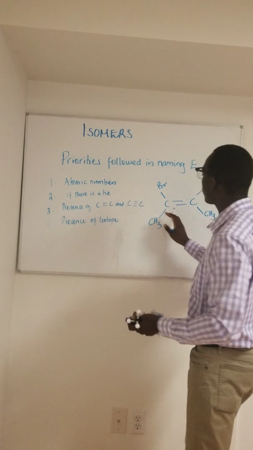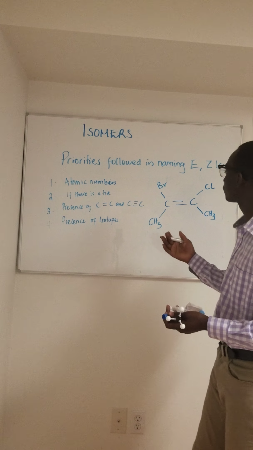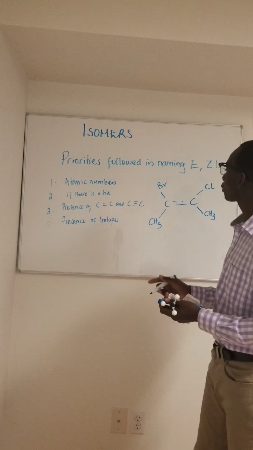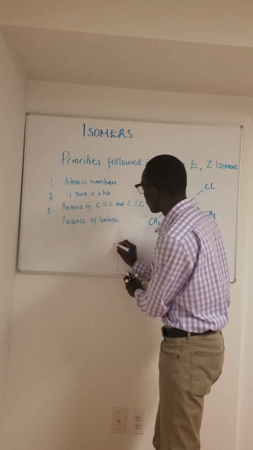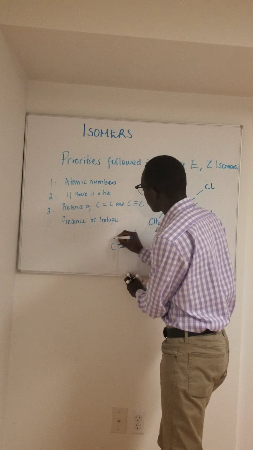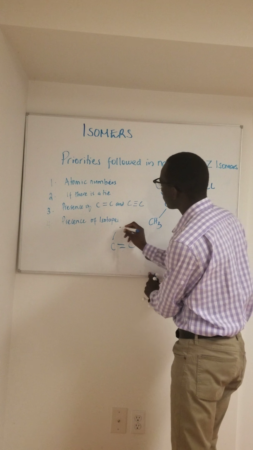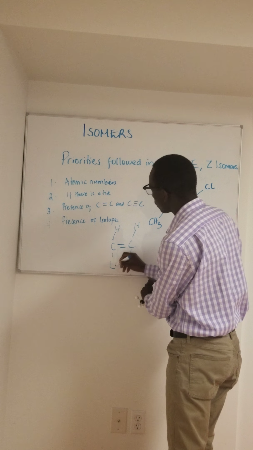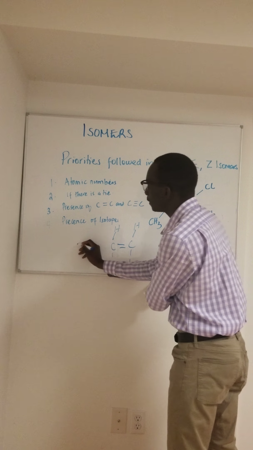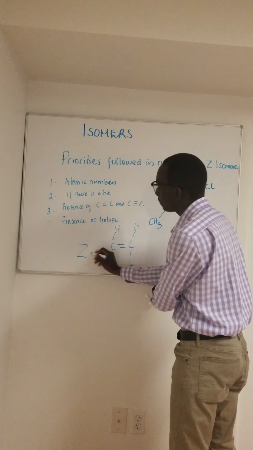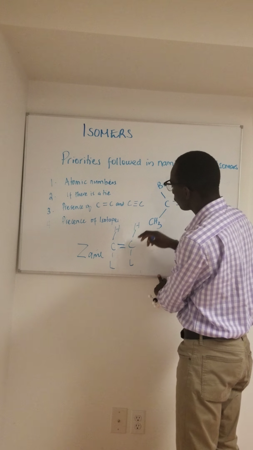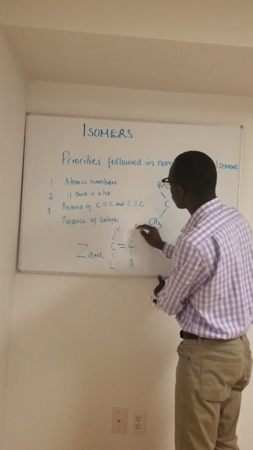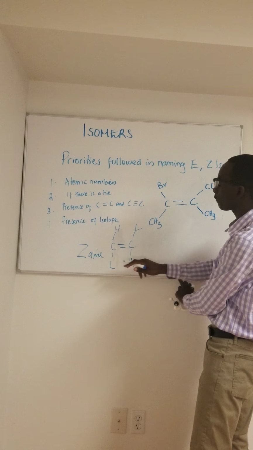now if I have a molecule like this and I would like to name it under E and Z. Remember I said that if you have both high priorities on the same side and both low priorities on the same side, this qualifies to be Z, like same. Whereas if you have a mixture of high and low on the same side, then it qualifies to be an E.